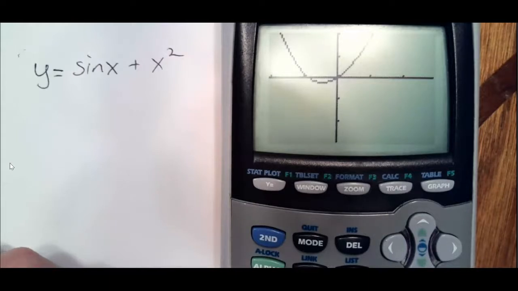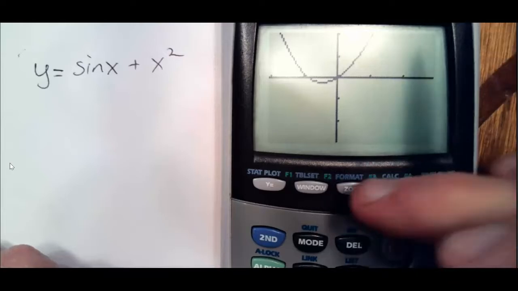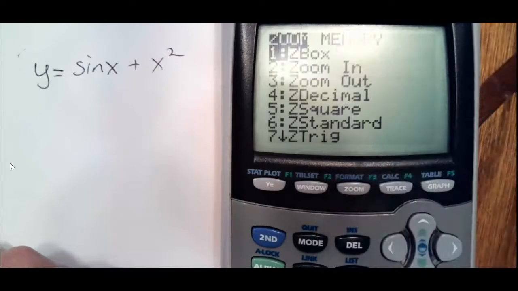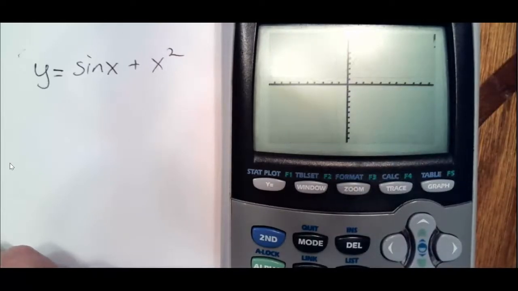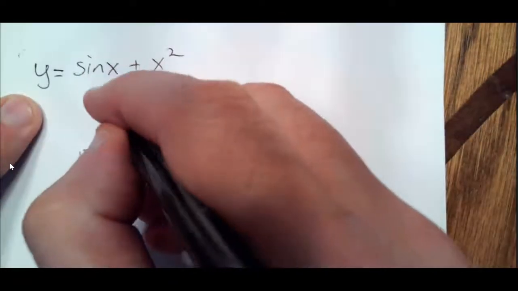My calculator was zoomed in, so I'm going to zoom out. Hit zoom and number 3 if it's not like that. This gives me a better look. Oh, look, we have a parabola. So this would be non-periodic. Is it periodic? Your answer would be no. Let's look at another one.